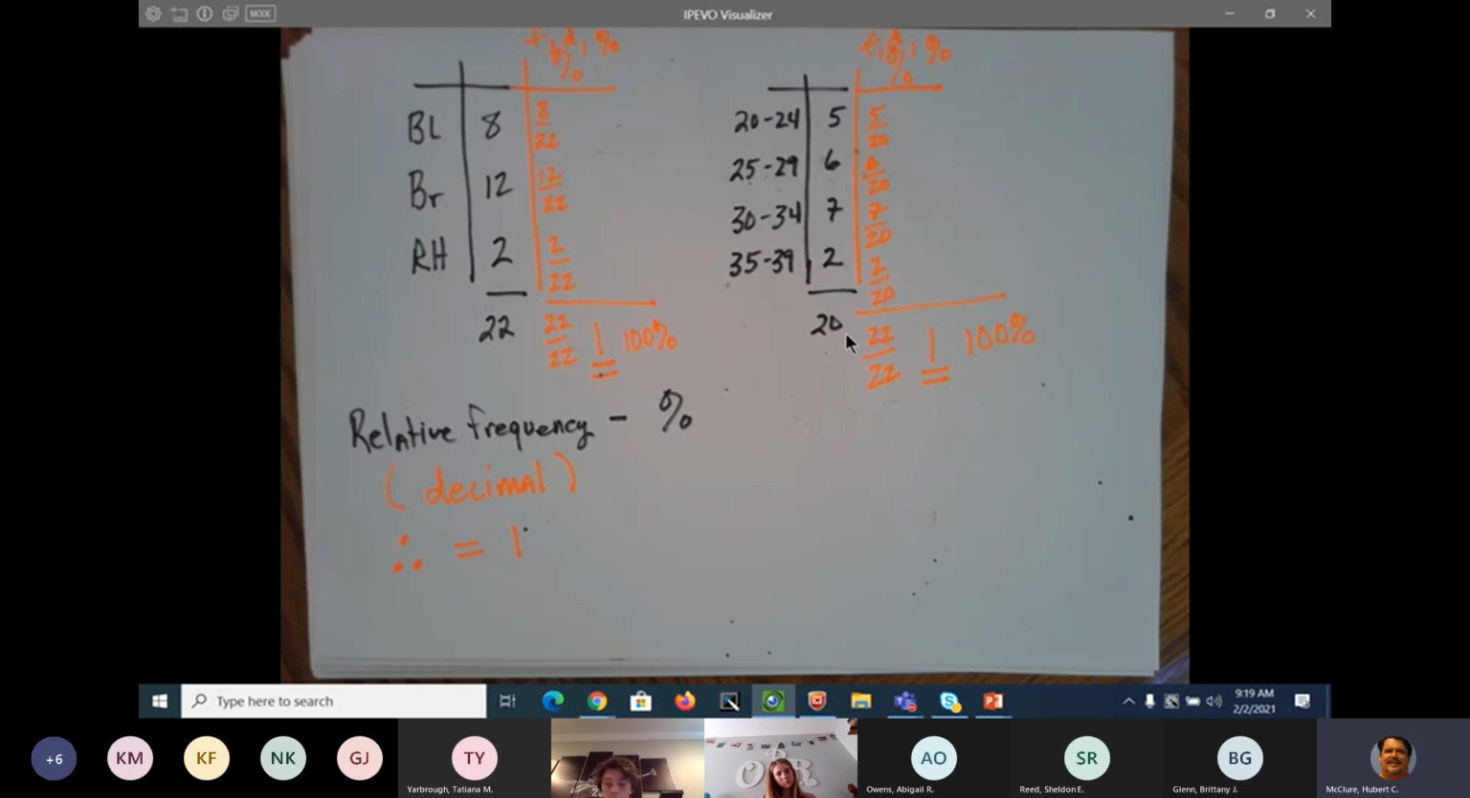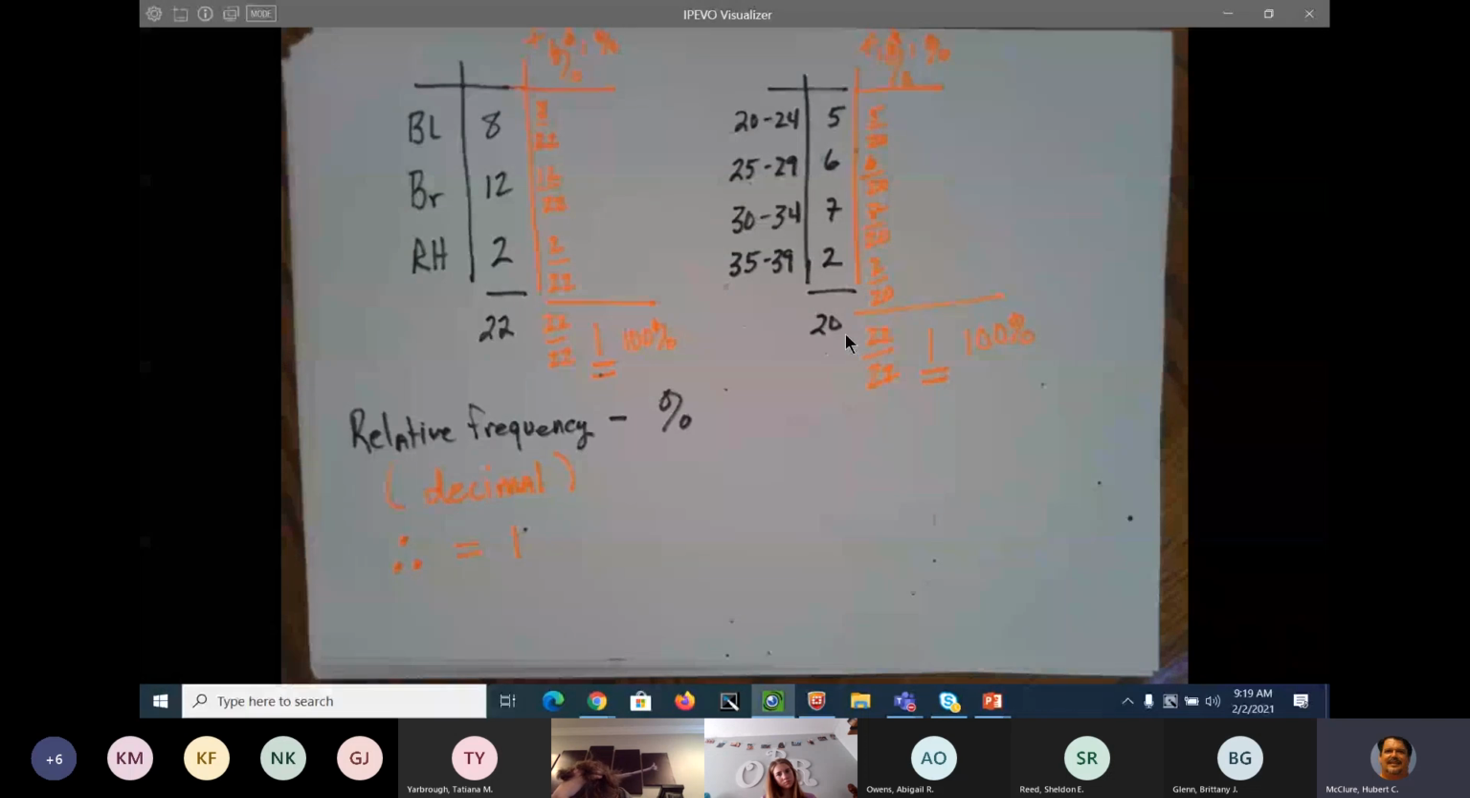And then there's one more, and that's called cumulative frequency, which is pretty much useless. And I'm going to do this in yellow.